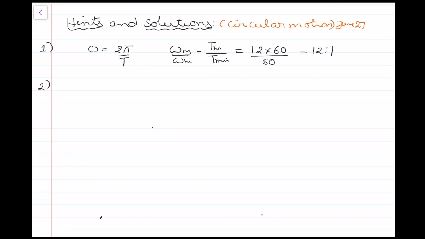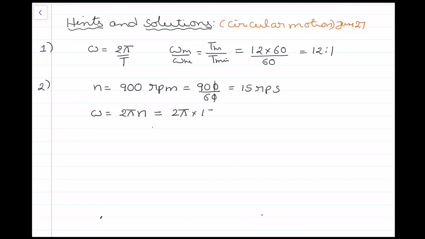For question number 2, a wheel is rotating at 900 rpm about its axis. Rpm is nothing but the frequency of rotation, which is given, that is 900. If you express it in terms of revolutions per second, you have to divide by 60. So, 15 rps. From this you can find out the angular velocity with the formula omega equal to 2 pi n, where n is 15. So, 30 pi radian per second is the angular velocity.